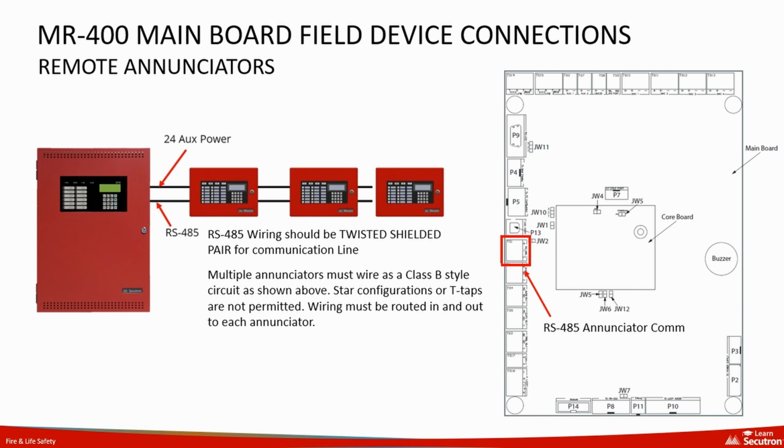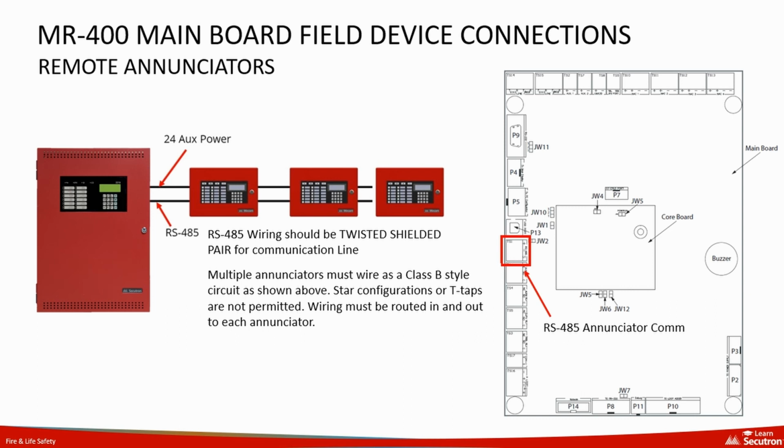The annunciators must be wired in a Class B style circuit, as depicted in the diagram. For this specific circuit, it's essential to use twisted shielded pair wiring for the RS485 communication line to ensure signal integrity and reduce electromagnetic interference.